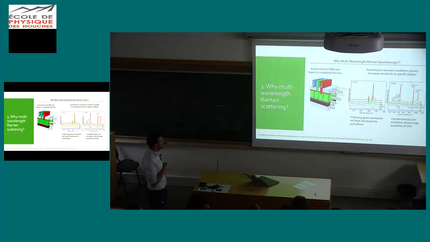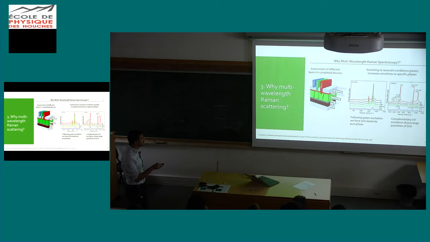So using these different excitation wavelengths, we can even switch to what we call resonant condition. And in this resonant condition, we can greatly increase the sensitivity to specific phases. This is, for example, kesterite analyzed with green excitation, with different etching times. We apply some etching at the surface because we would like to see the effect of zinc sulfide as a secondary phase on kesterite.